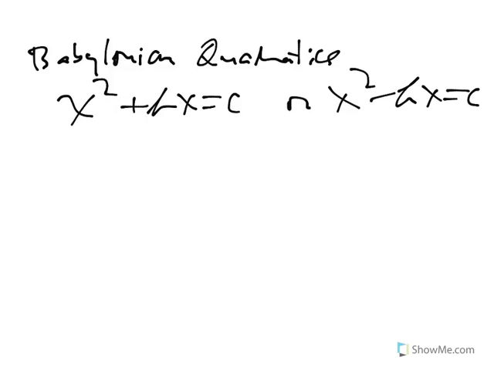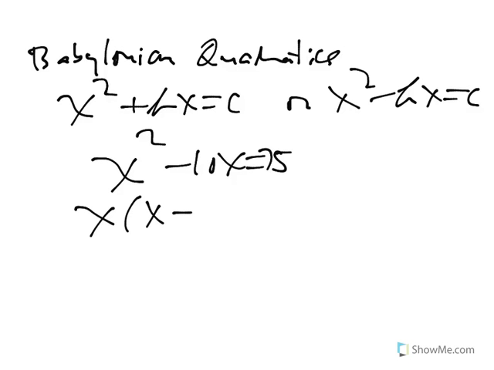The Babylonians can solve quadratic equations that, in modern terms, we think of as x squared plus bx equals c, or x squared minus bx equals c. For example, x squared minus 10x equals 75. The way they solve this question is by first factoring out the x. And notice how this looks a lot like the sum and product problems.